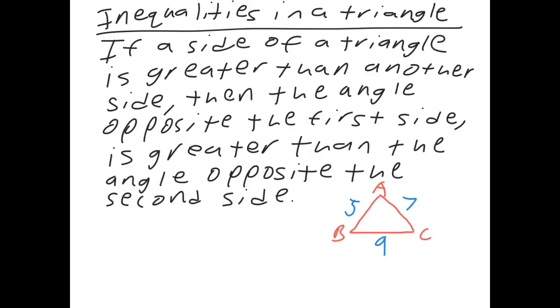So first, let's put the sides in order. If we ranked the sides in order of length, the longest side would be side BC, because it's length 9, which is longer than the others. Next would be side AC, which is 7. And then the next one after that would be side AB, which is 5.